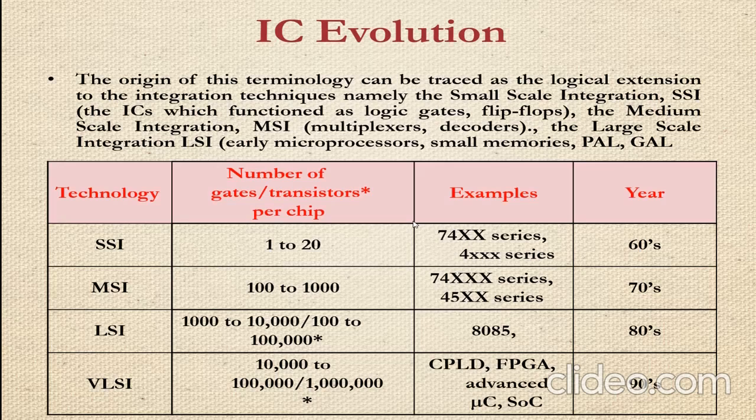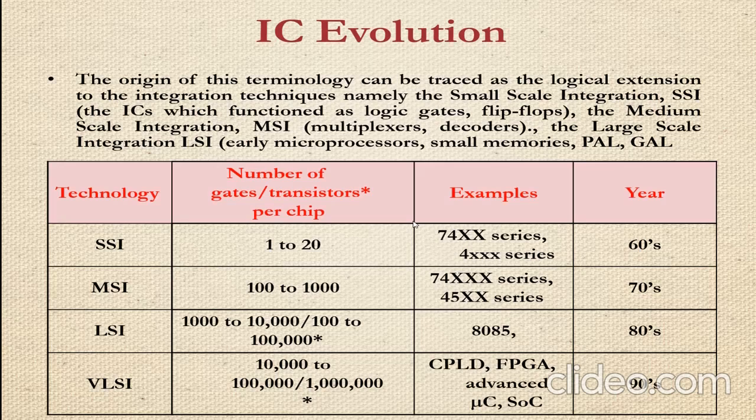Then the next technology upgradation was in the 1970s, and that is MSI. The number of transistors has increased from 1 to 20 to around 100 to 1000. Then in the next decade, we entered the technology LSI, that is large scale integration. There the number of transistors on a chip is around 10,000 to 1 lakh. An example of this is the microprocessor 8085.